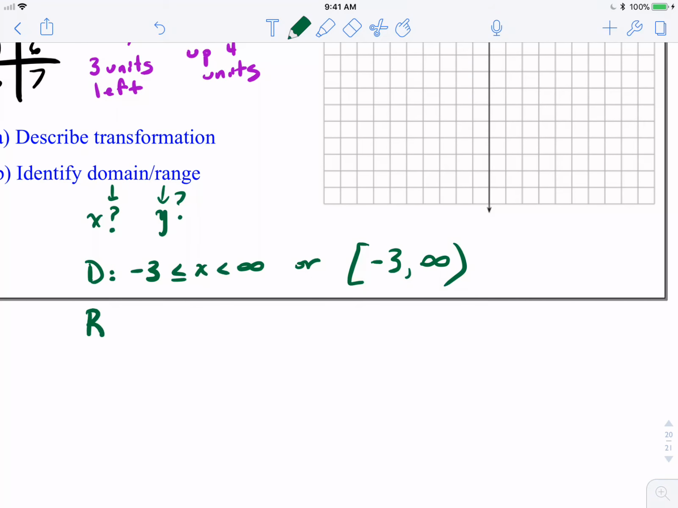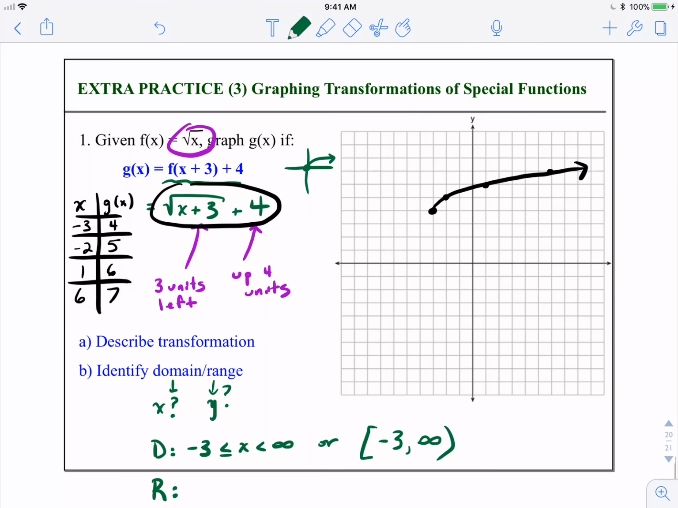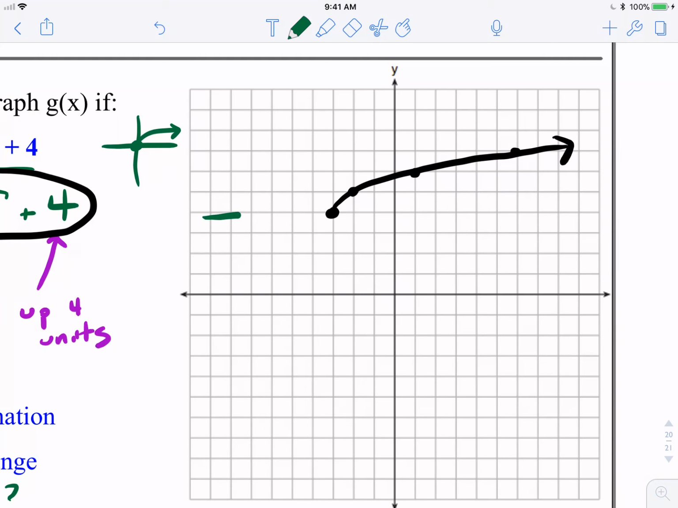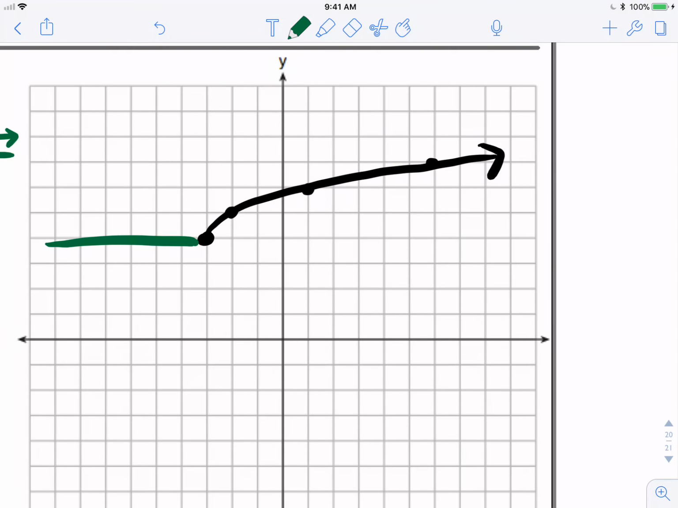Now for range, we're looking vertically. Those are our y values. What y values are possible? We see that there's a smallest y value, and obviously, although it's growing very slowly, this is going to keep getting larger and larger as x increases. That's going to go towards infinity.